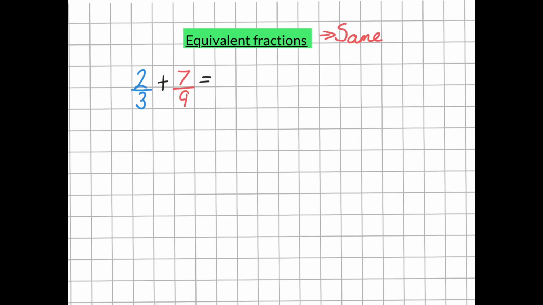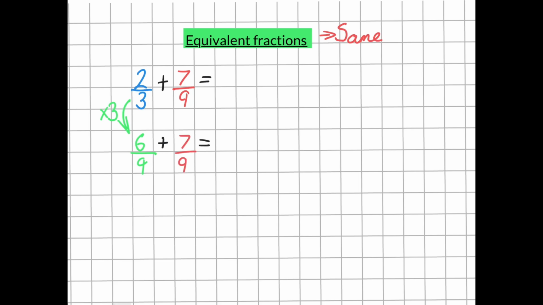I know that 3 and 9 are both in the 3 times table, so I multiply 2/3 by 3. 2 times 3 is 6, and 3 times 3 is 9. So I'm left with 6/9 add 7/9.